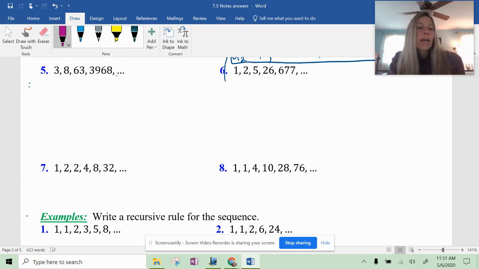Well, 3 times something equals 8. Well, 3 times 3 is 9, so it'd have to be some weird fraction or decimal, right? But even still, let's just say it was 3. 8 times 3 is 27, not 63. So the jumps here are much bigger than a multiple. So it's not arithmetic or geometric.